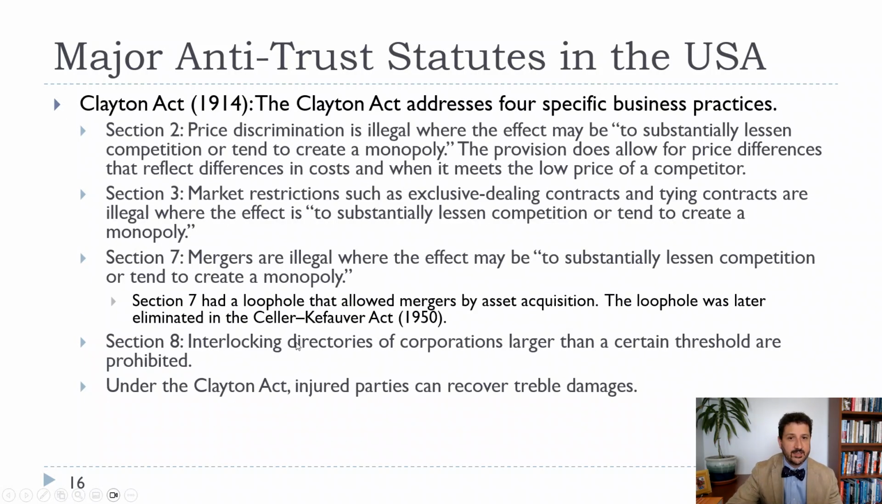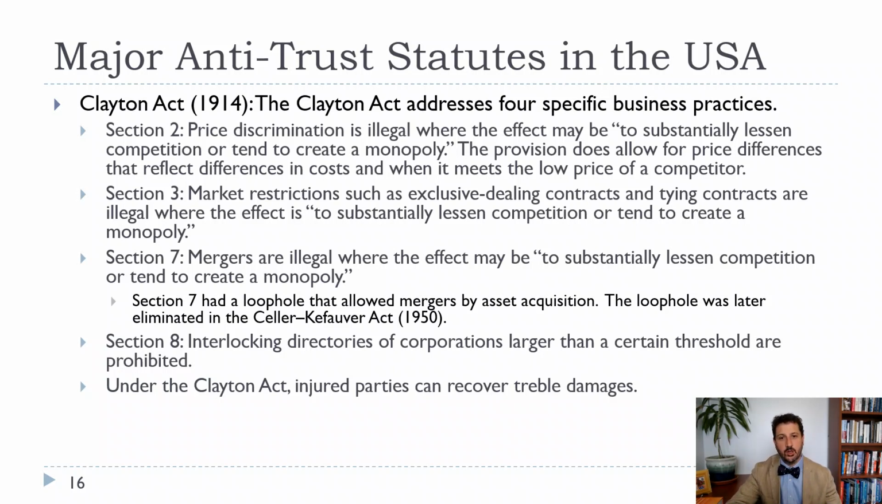The Clayton Act was 24 years later, so in 1914. Price discrimination is illegal. So price discrimination basically means I'm charging different prices to different types of customers in order to increase my profits. So you can't do that. We'll talk a little bit about price discrimination. Market restrictions such as exclusive dealing contracts. So, you can only buy from me. I can only sell to you.